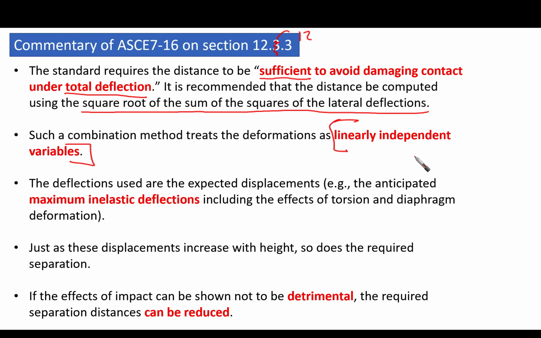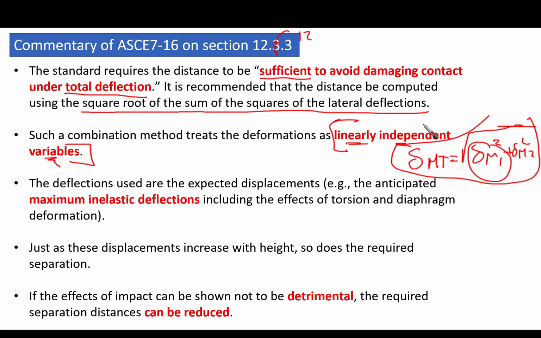So the square root of sum of squares is dealing with delta M1 squared plus delta M2 squared. It is dealing with them as linearly independent. They are not dependent. Linearly independent variables. And this is true if we say there is no relation between the two variables. So this is why we use the square root of sum of squares here.